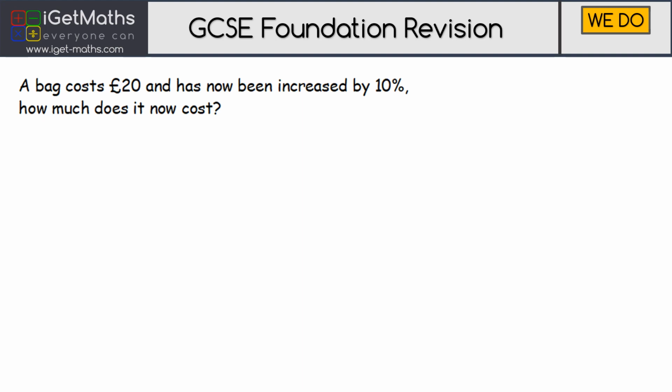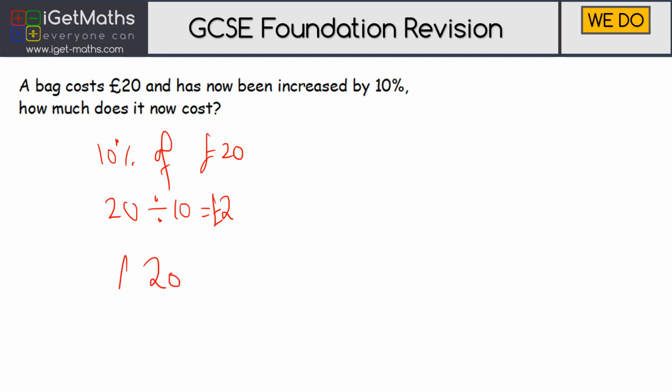Okay, so we've got a bag costs £20 and has now been increased by 10%. How much does it now cost? So we need 10% of £20. So to find 10%, we just need to divide by 10. So 20 divided by 10 would give us £2. And we need to increase it. So you would just do £20 plus £2. It would be £22 after the 10% increase.